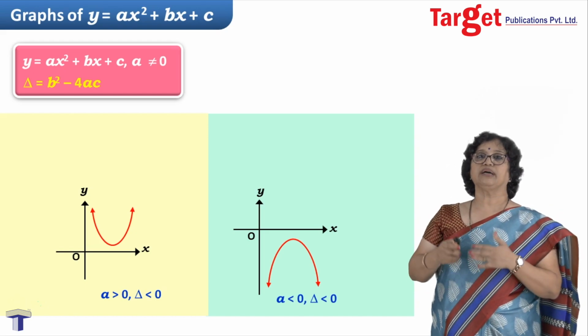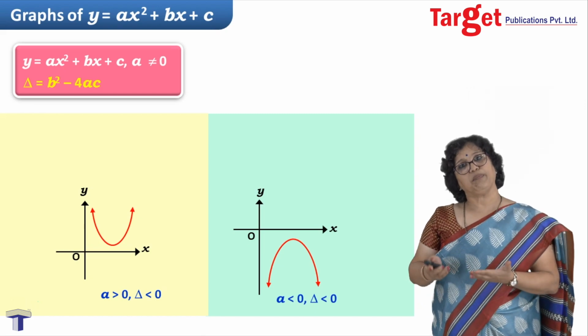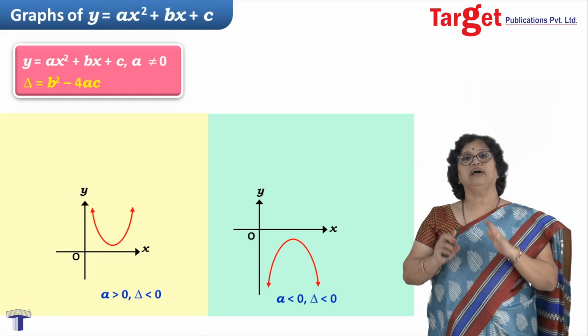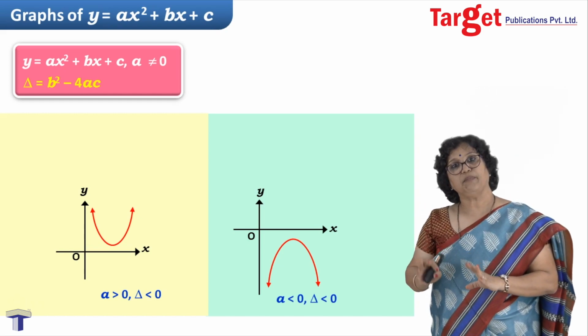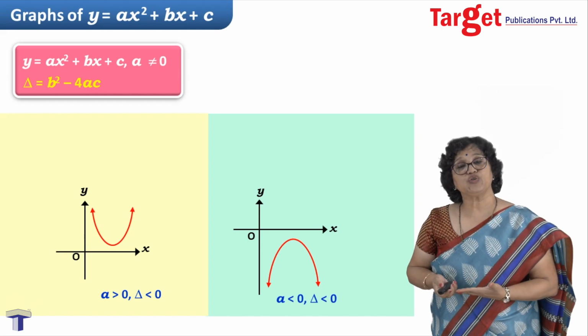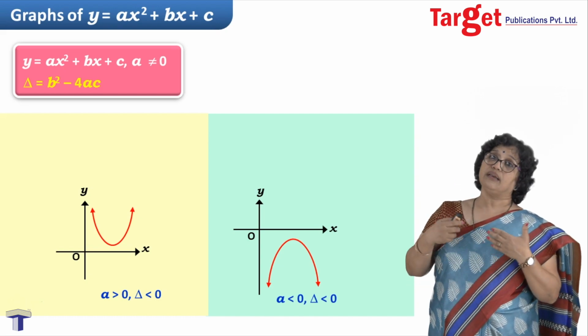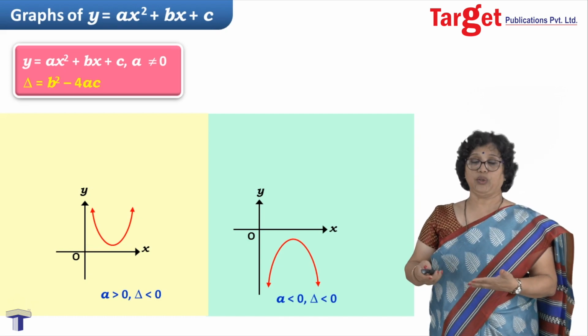So this is about the graph of y equal to ax square plus bx plus c. In this session, I restricted myself only to linear and quadratic polynomials. Please take different values of a, b, c, and if you wish, you can revise the topic again on your own.